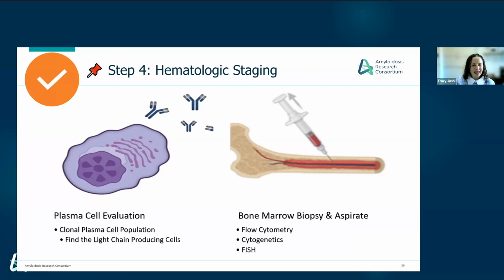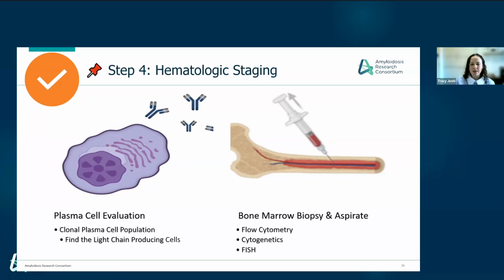To better understand the extent of the disease, we evaluate how many plasma cells are involved and which plasma cells are producing an excess light chain. So bone marrow biopsies are looking for clues, and a bone marrow biopsy and aspirate is performed to assess how much of the bone marrow is affected and to check for genetic changes that might influence treatment.